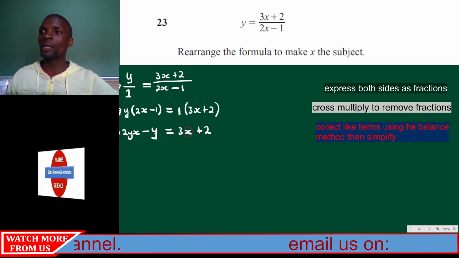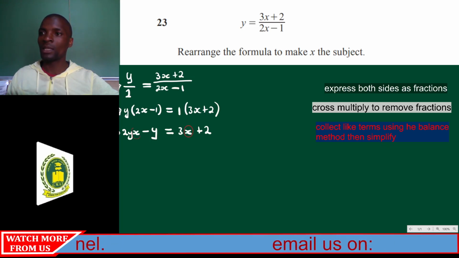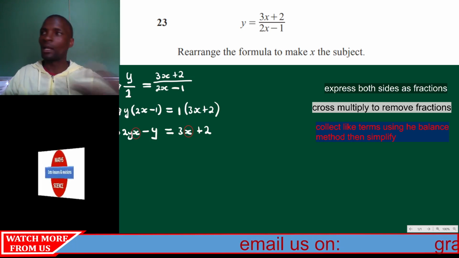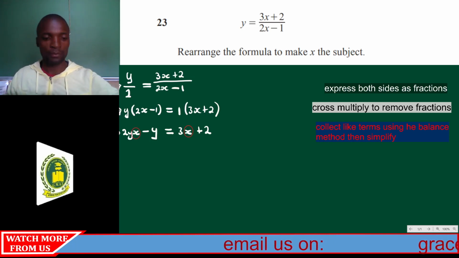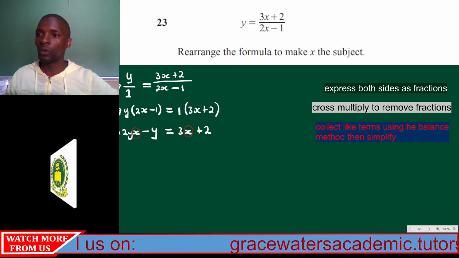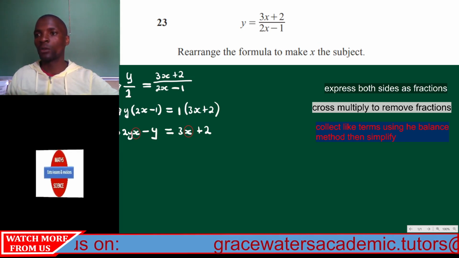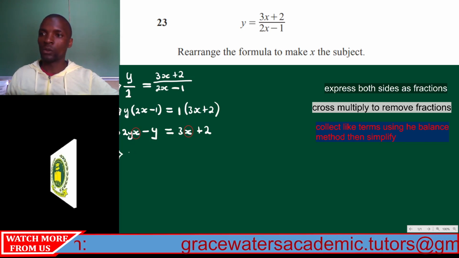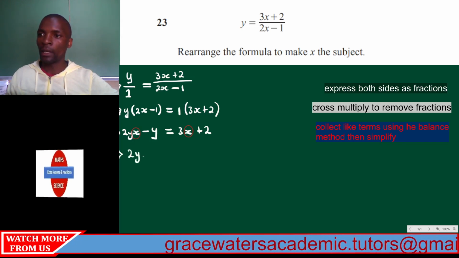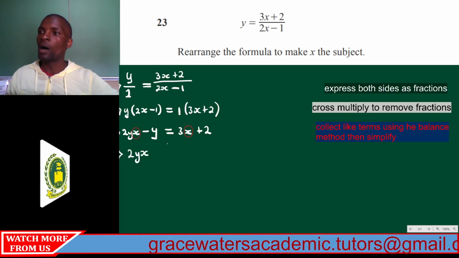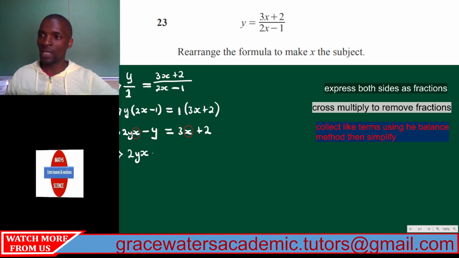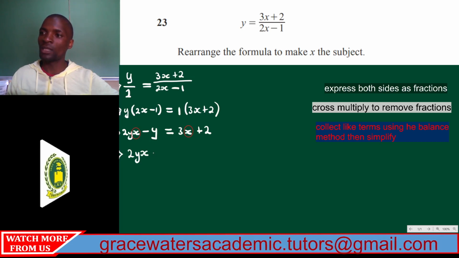So when you are collecting like terms, we want to make sure that anything that has got x is put to one side. Let us quickly do that. All right. Okay, guys, so to do that, it is very simple. We are going to start by writing 2yx. All right, and then we bring 3x to the same side as 2yx because they are terms in x.